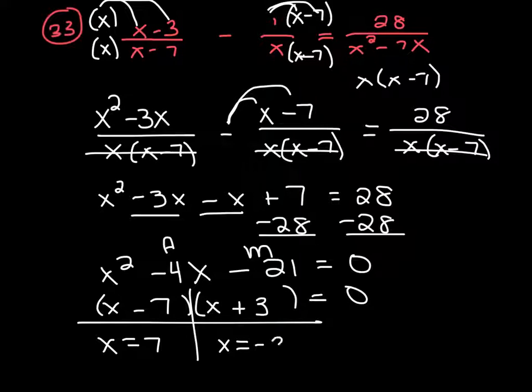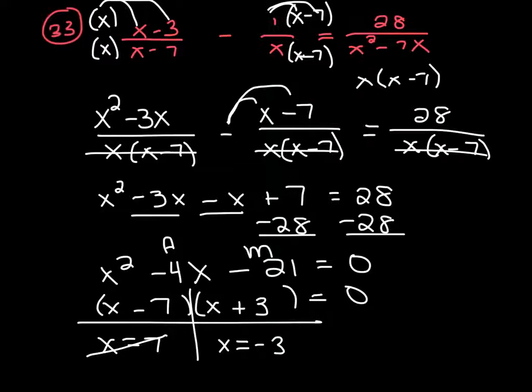Now if you notice, in this example, this 7 right here, if you were to take this 7 and plug it back in for x into this denominator, 7 minus 7 is 0, which means we would have an undefined fraction here. Even if you plugged it in over here, 7 squared minus 7 times 7 is also 0. So what we have to do is we have to cross this off. This solution creates what we call an extraneous root.